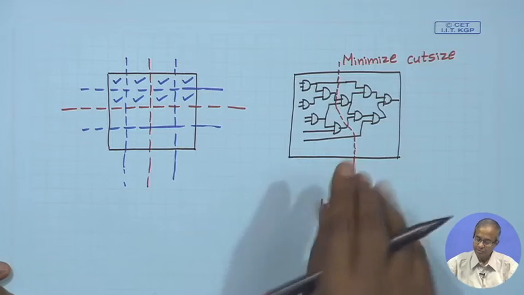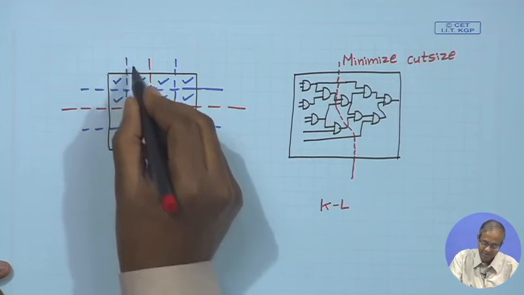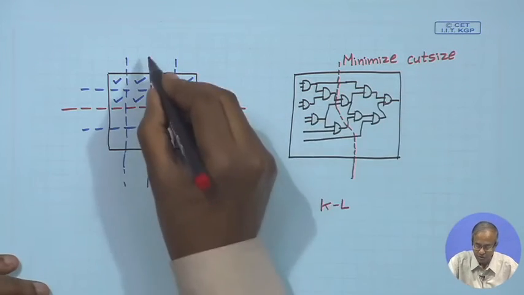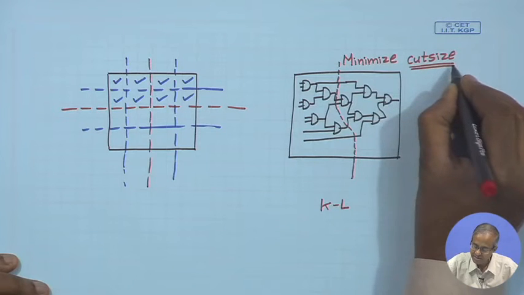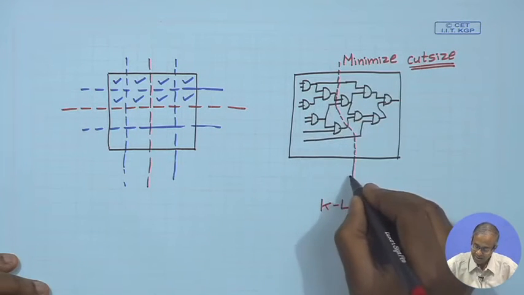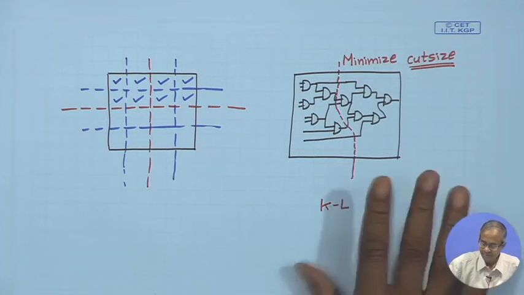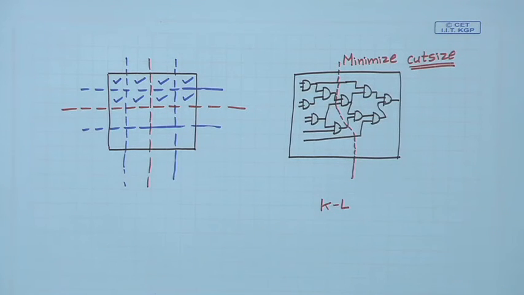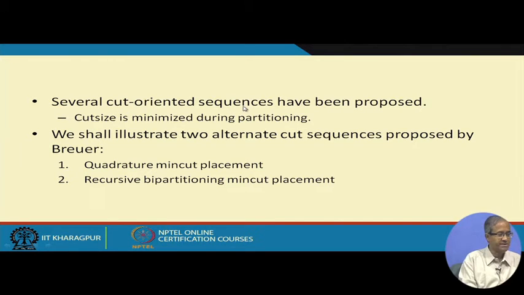Okay. So here whenever I am showing these lines as if they are dividing it up into 2, it is not blind division, but you look at the cut size minimization sub problem, you cut it in such a way that the cut size is minimized, right. So in each of these cut oriented sequences at every step, you are actually trying to minimize the cut size.